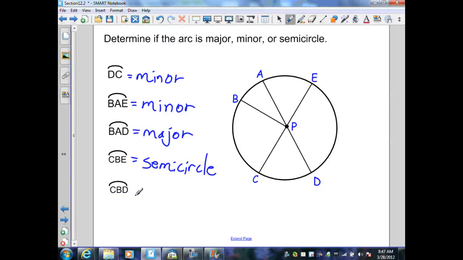Next, I have arc CBD. And that is greater than 180 degrees. Therefore, I know this has to be a major arc.